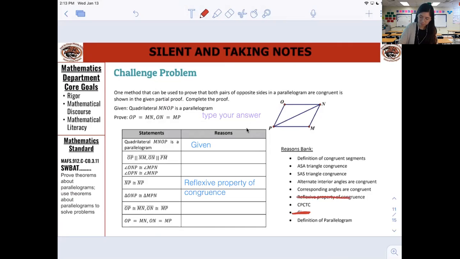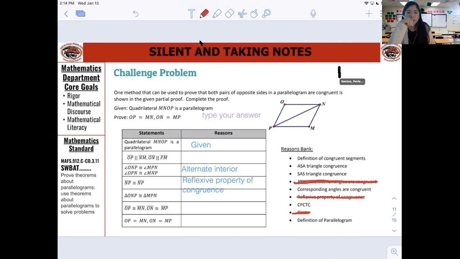Good, reflexive is done. I'm just moving this up a little bit. Good. Alternate interior is done. Good.